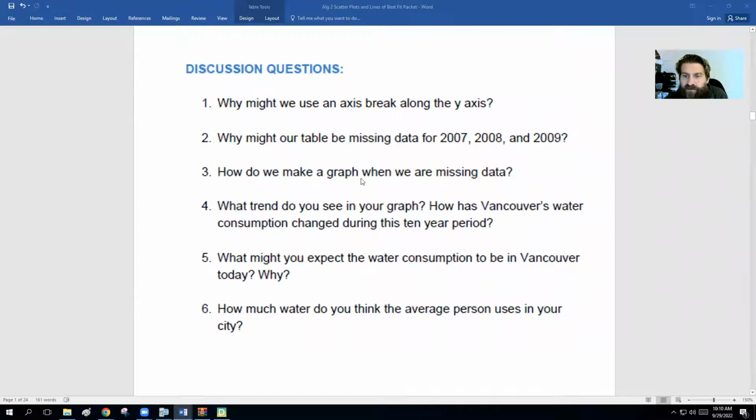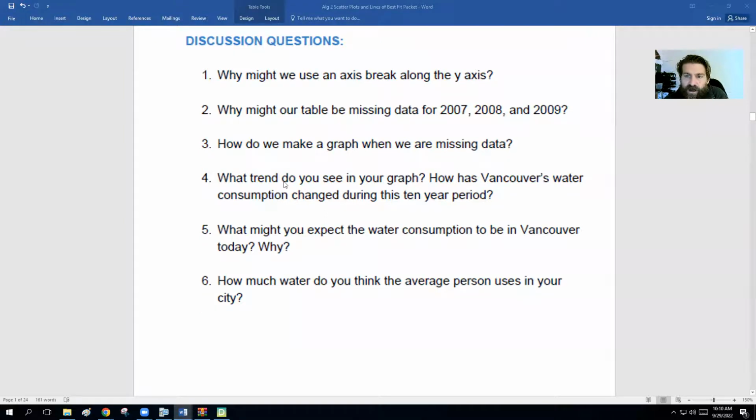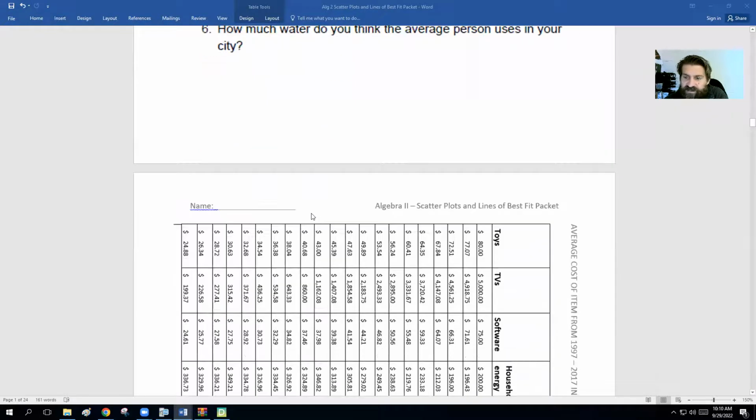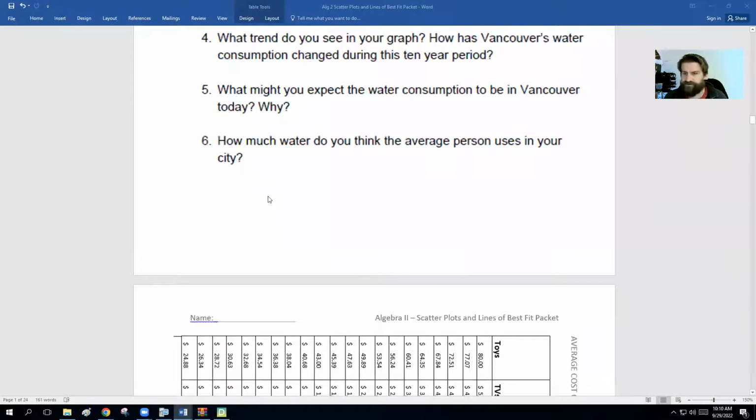How do we make the graph when we are missing data? What should you do if you're missing data? What trend do you see with this graph? How has Vancouver's water consumption changed during the 10-year period? What might you expect the water consumption to be in Vancouver today and why? If you had to guess, tell me why. And how much water do you think the average person uses in your city? Maybe you have to look that up. Okay, so that's assignment 1.